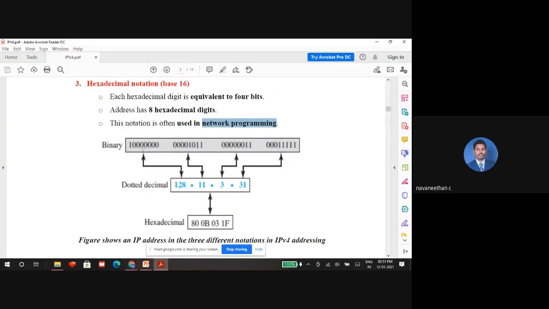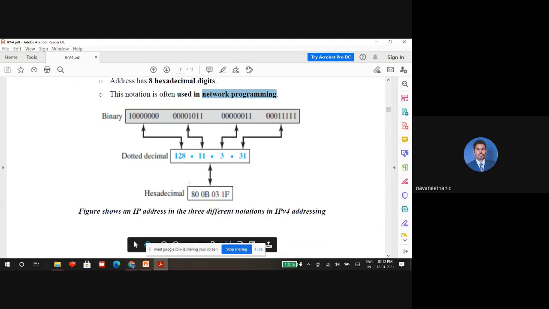This is a common binary notation, so the size is a 32-bit address. Followed by dotted decimal, go for the 8, 4, 2, 1 combination: 8, 16, 32, 64, 128. So it is 128.11.3.31 in dotted decimal. And you know how to convert from decimal to hexadecimal, dividing by 16. So this is 80, this is 0B, this is 03, and this is 1F.